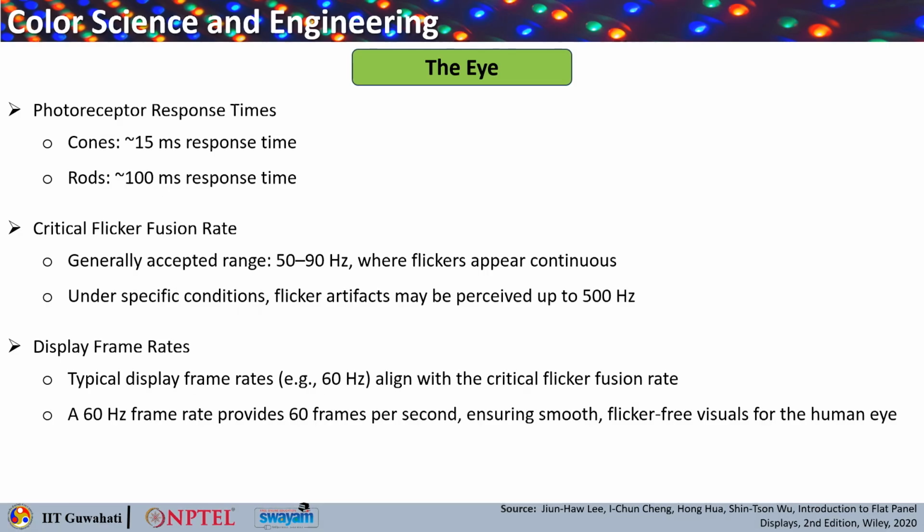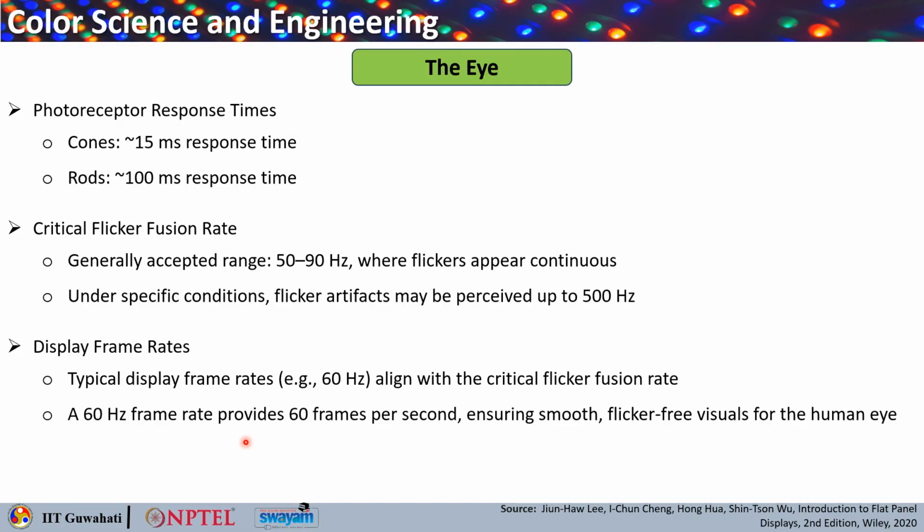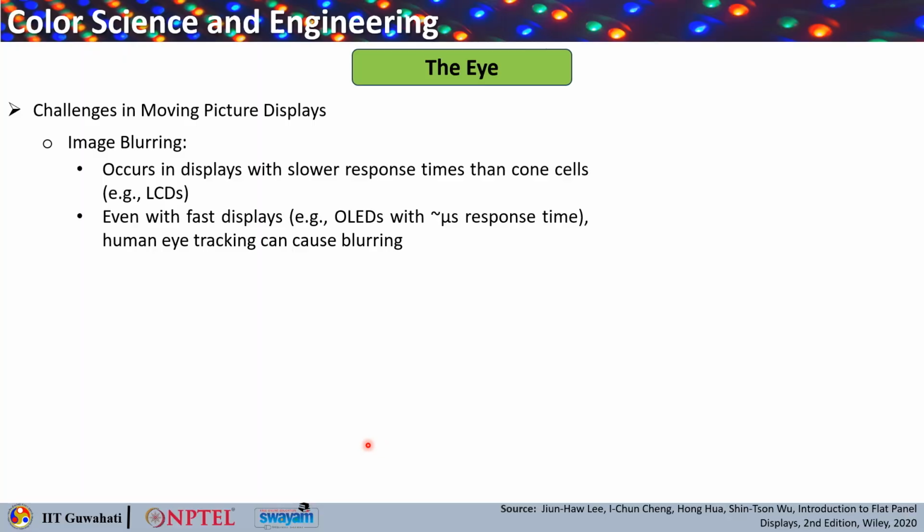So, what are the display frame rates? Typical display frame rate is around 60 hertz. That aligns with the critical flicker fusion rate, and when I say 60 hertz frame rate, that basically provides 60 frames per second. So, it ensures smooth, flicker-free visuals for the human eye. What we can perceive dictates the refresh rate of this electronic gadget that we are looking at.